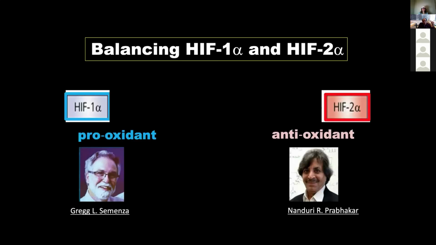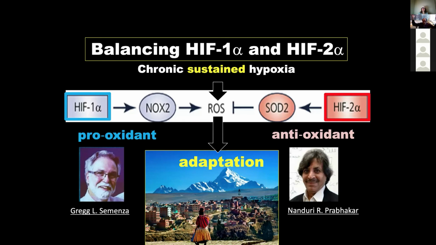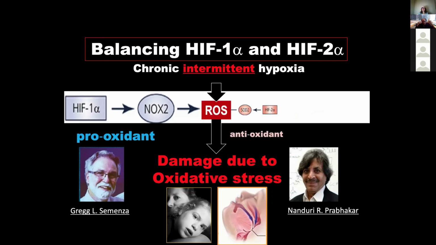And in your brain, you also have HIF-2 alpha, which is an antioxidant. If you are exposed to chronic hypoxia, like going up to the Andes or Tibet or some other high altitude, you upregulate your pro-oxidants and your antioxidants, and you adapt to the situation. In intermittent hypoxia, in contrast, you upregulate your pro-oxidants, but you don't upregulate your antioxidants. And so you get an imbalance and damage due to oxidative stress.